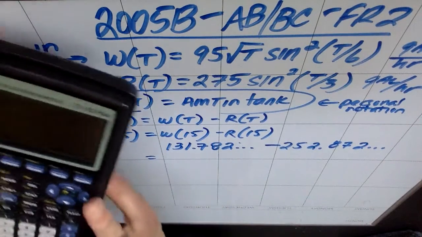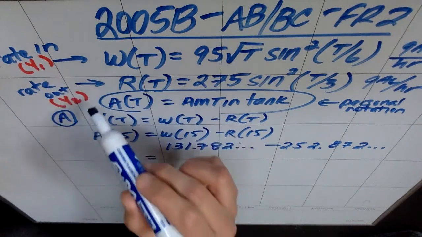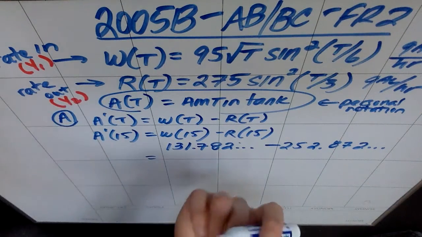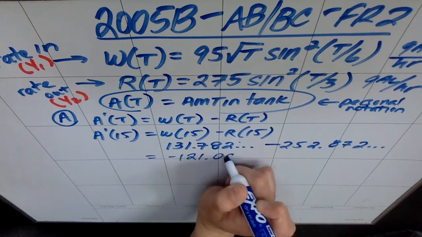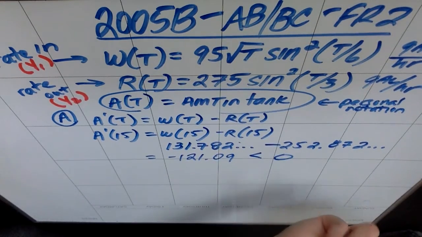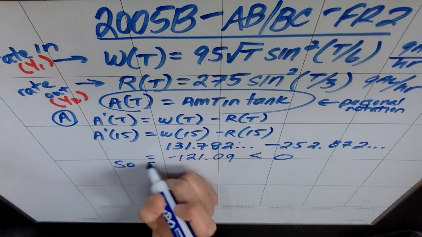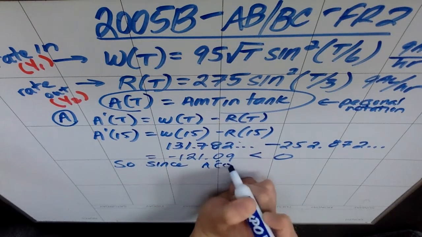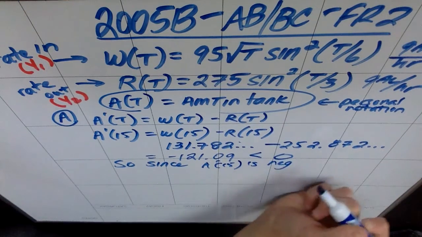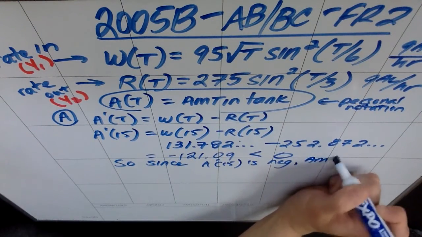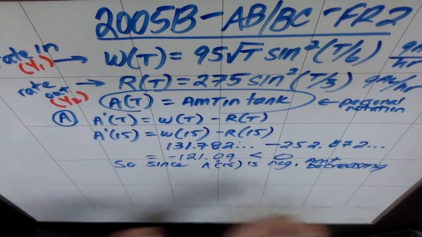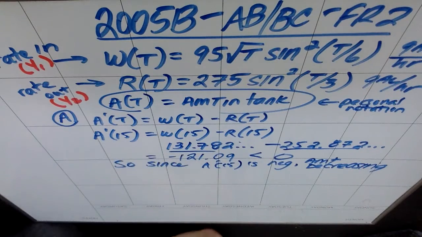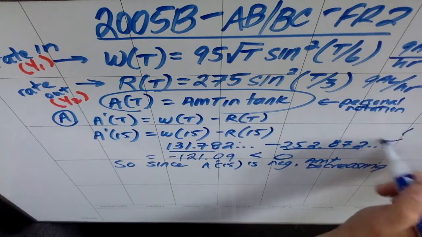Another way to do this is to put y1 minus y2 in as your y3. When you subtract these, you get negative 121.09, which is less than 0. So since A prime of 15 is negative, the amount is decreasing. And there's another logical way to say it, in words: the rate out is bigger than the rate in. If you're losing something faster than you're gaining it, then you have a net loss. Cool. So that's worth 1 point.